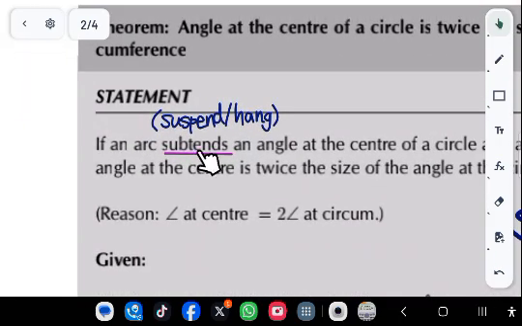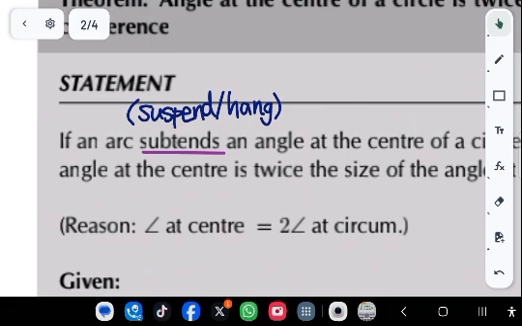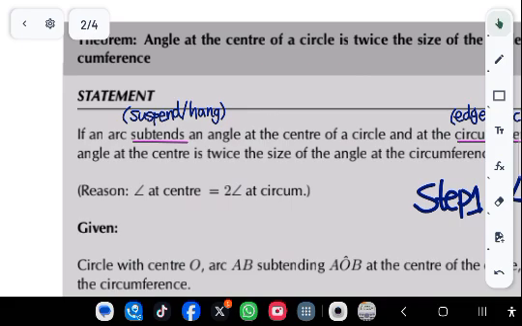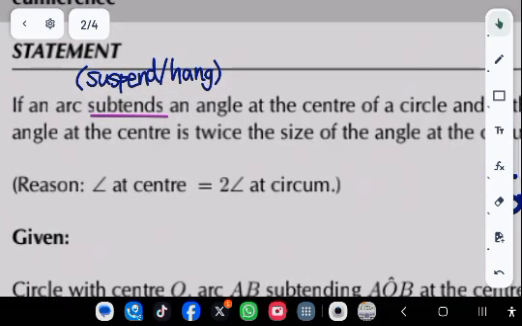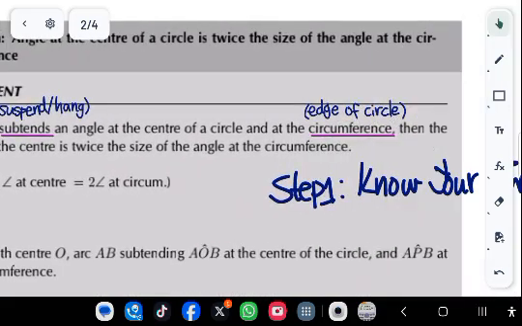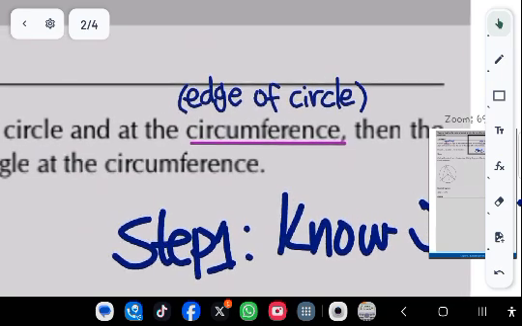Now, to subtend, you can think of it like to suspend something. You know when you get a hanger and you hang or suspend a piece of clothing. We're going to think of subtend like that. I know it doesn't necessarily exactly mean that, but I just want to give you a visual that will make it easier to remember. So to subtend is to hang or suspend an angle, and I'm going to show you how the suspension happens.